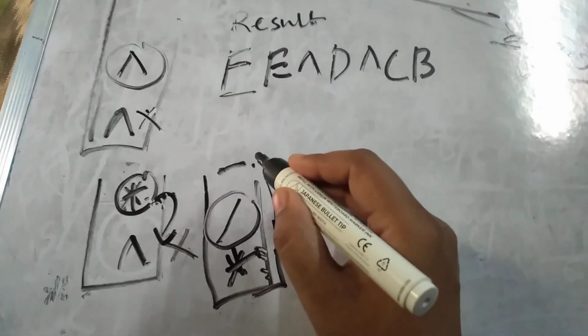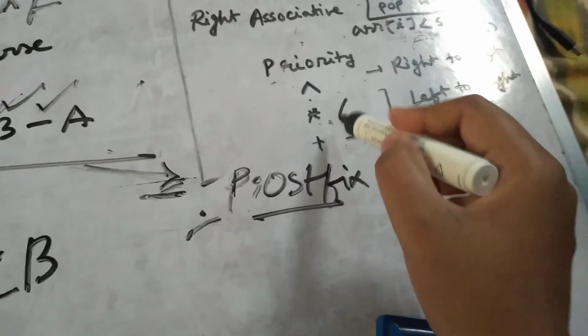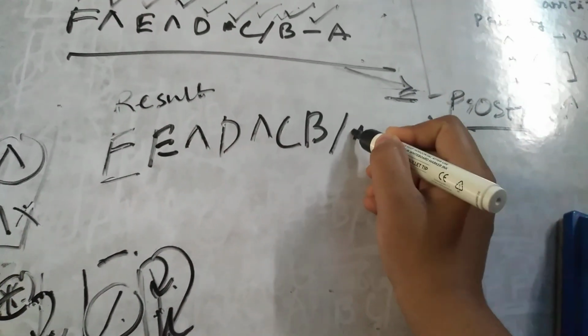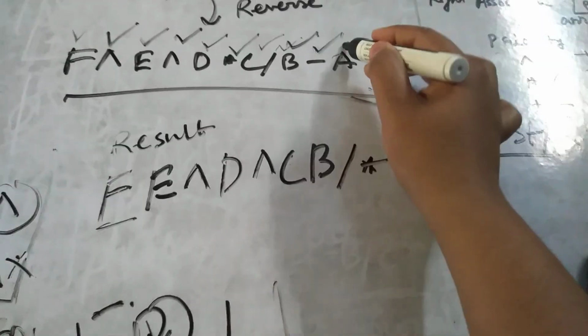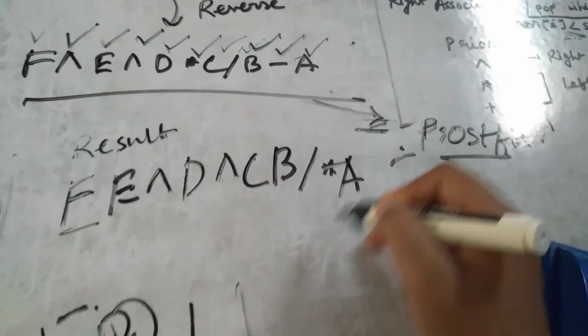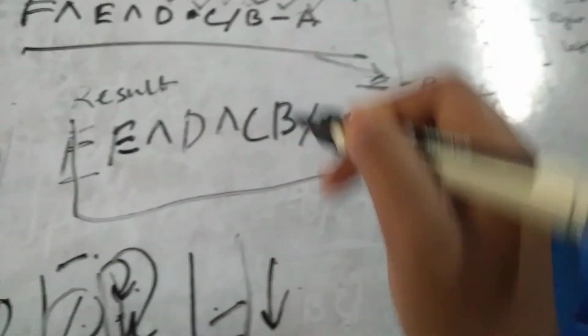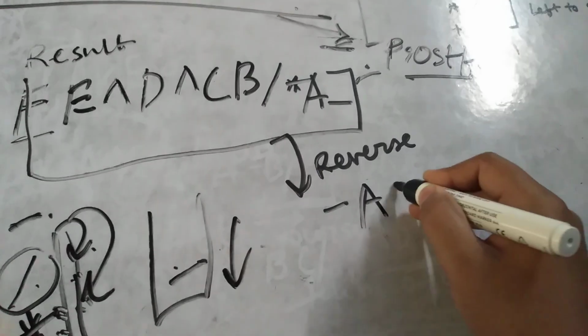Minus asks, am I of less priority than you? Yes, so both of them, because plus and minus are the lowest priority, so pop everything from the stack, the division and multiplication. Now the stack consists of only the minus operator. Now go to the last operand A and empty the stack, place it here. This is our result, but this result is not final. We need to reverse it again, because in the first step we reversed it. So see, the prefix comes this way.